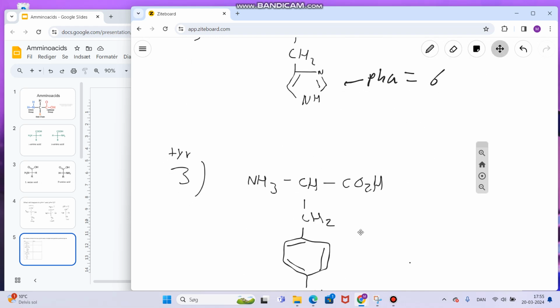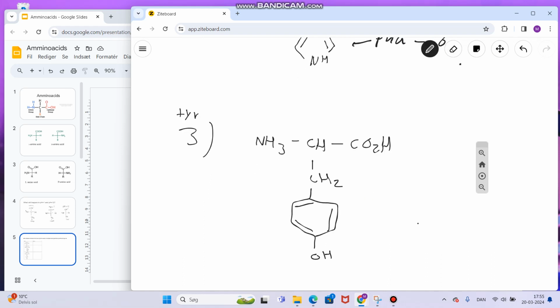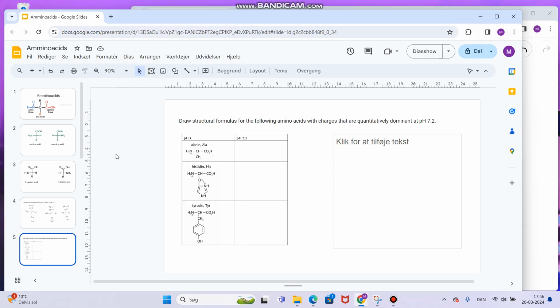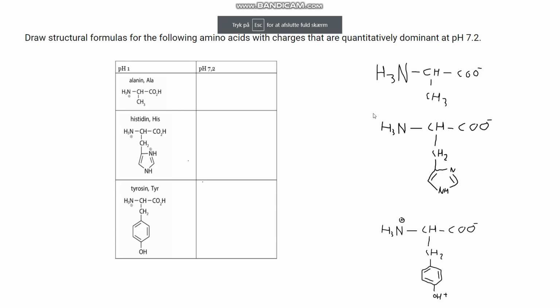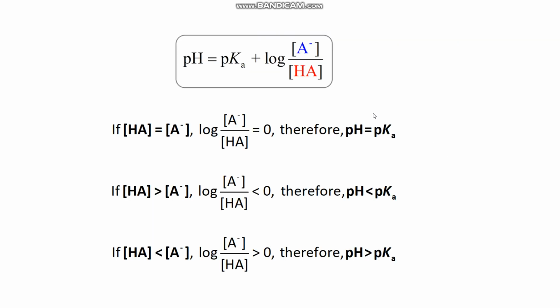Then what about here? Here, we'll see deprotonation right here. And then the pKa value for this thing right here, which we call phenol, is 10. So it will protonate. So the only thing happening here is a plus right here. And this is exactly the answer, guys, as you see right here.